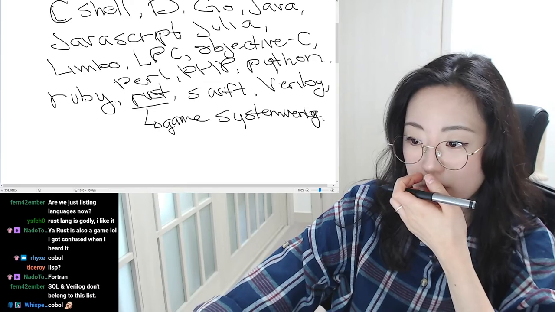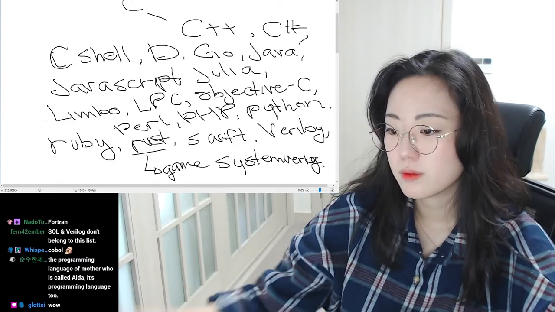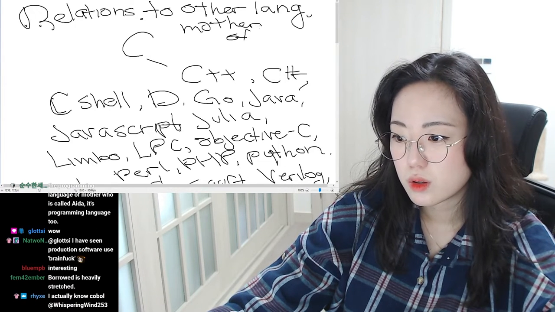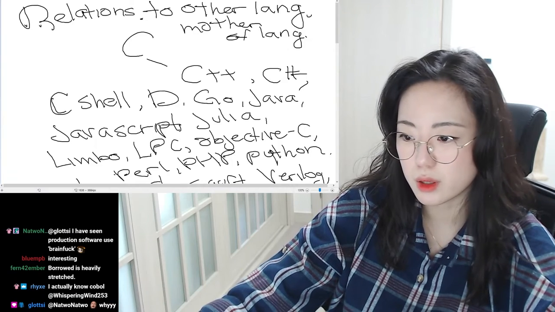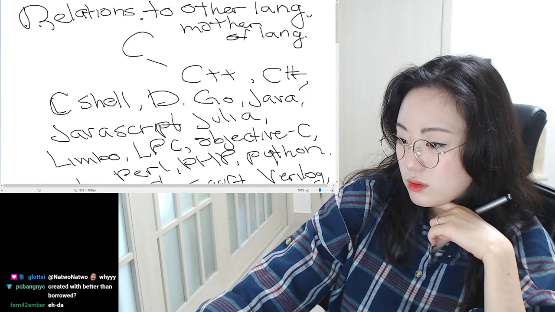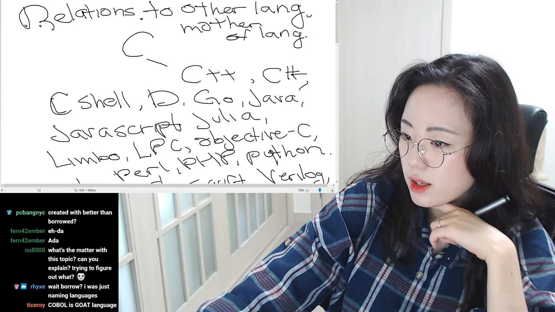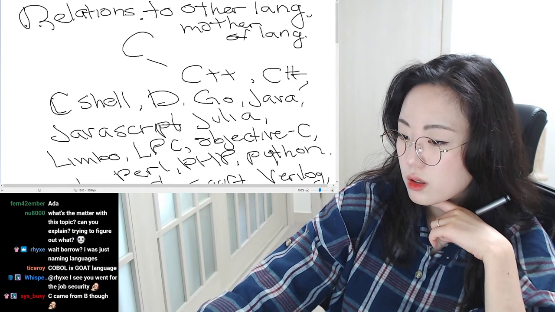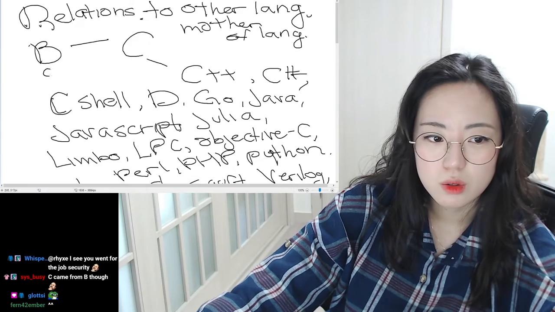Wow, why are there so many? Wow, there are really a lot. It's the mother of languages. Mother of language. The programming language of the mother is called Ada, it's a programming language too. Ah, really? Oh, was it created with better? I don't know. In Wikipedia, it said many later languages have borrowed directly or indirectly from C. That's true. C came from B. But then there's B, so B is grandma then. Grandma.